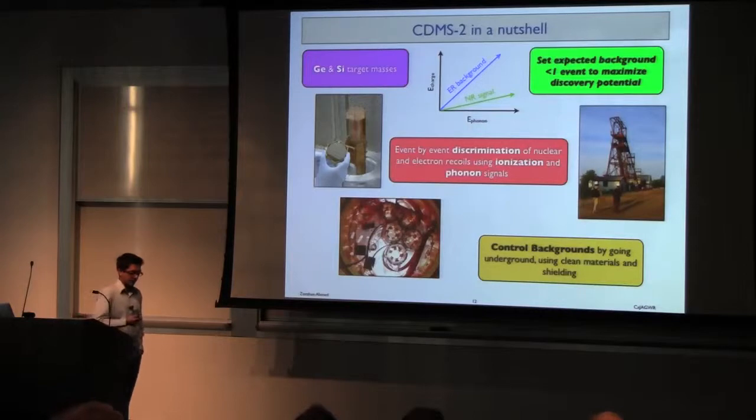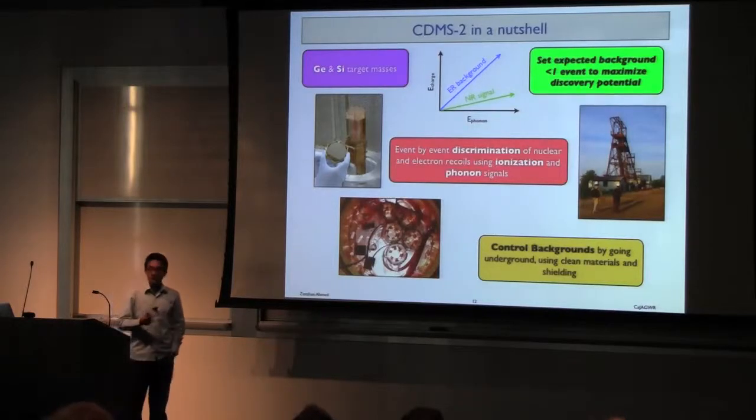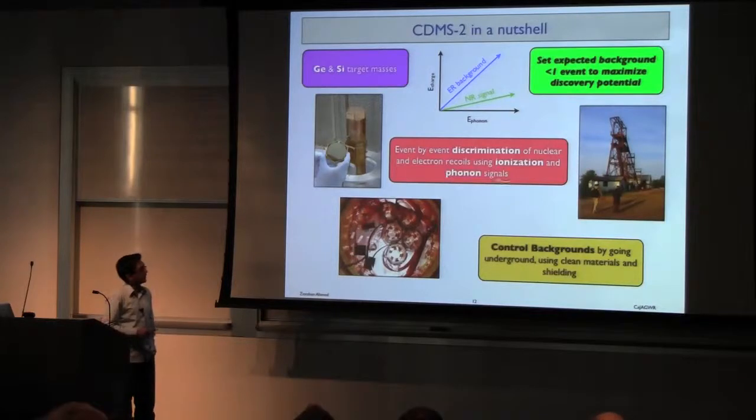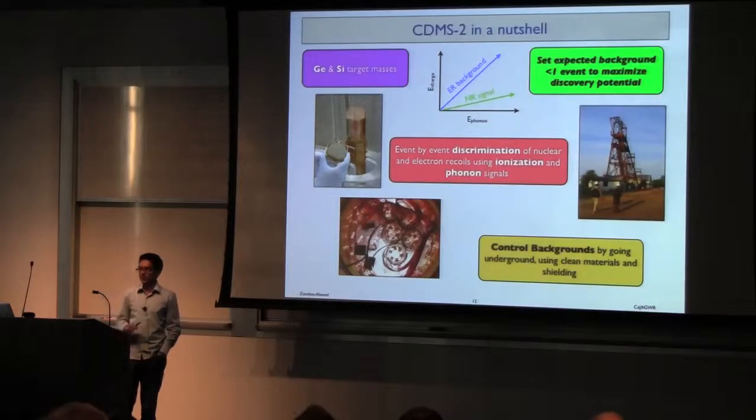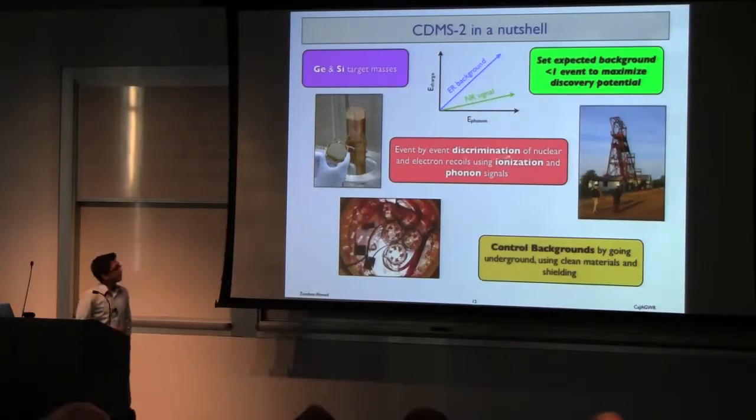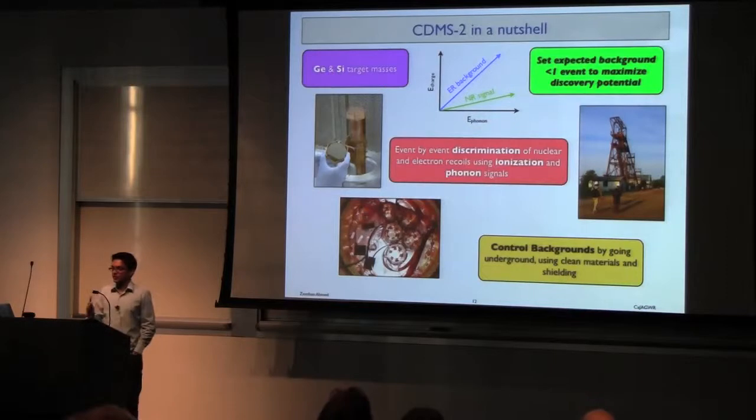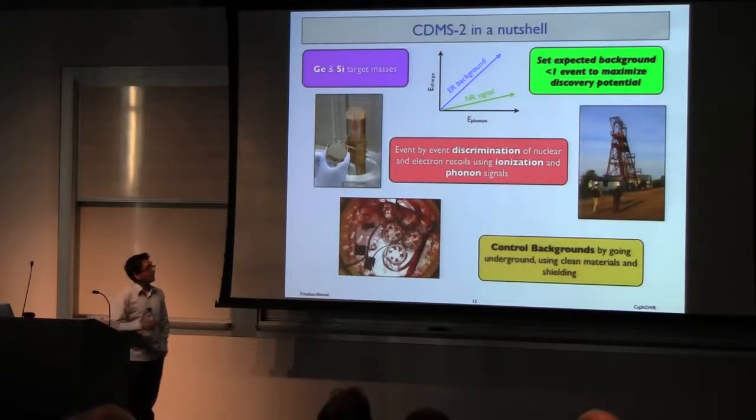So for every event, we record the ionization signal, which is the amount of charge you shake up in your detector during an interaction, and the phonon signal, which is the amount of recoil-energy-created vibration that you're setting up in your detector. By looking at those two things on two axes, you naturally separate your electron recoil background from your nuclear recoil signal. And finally, the important thing is setting your expected background in a way that maximizes your discovery potential. I'll be talking about all of these things in detail.